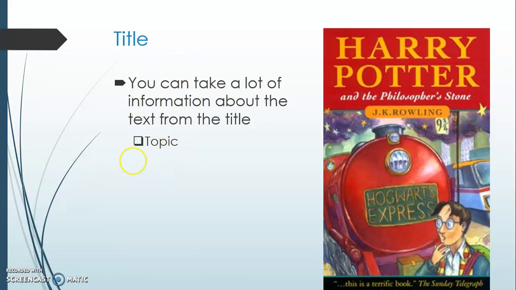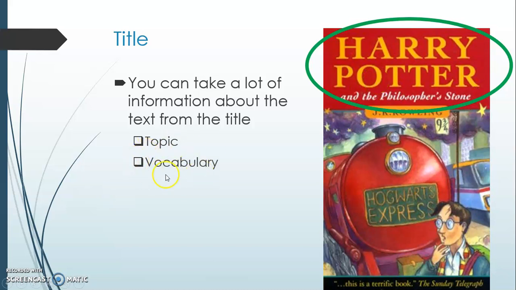So, first of all, we can take, for example, the topic. So in here we have the title, right? So what is the topic of this book? Well, it's in the title. The topic is Harry Potter and the Philosopher's Stone. Besides that, we can learn new vocabulary, okay? In the title, we can learn new vocabulary. For example, stone. Do you know what is a stone, guys? So you can check in the dictionary. Philosopher or terrific. Do you see this last example? Terrific.